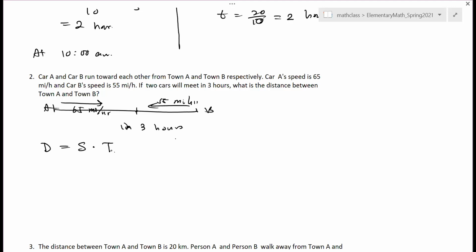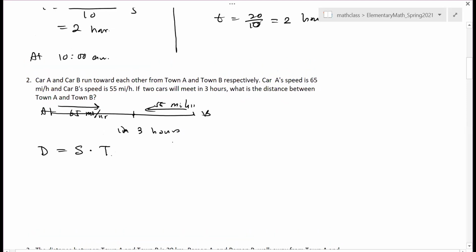Okay. So the total distance, the distance between A and B, is the sum of the distance between A and C, the place where they meet, and the distance between C and B. So we have the distance between A and B. First of all, it is 3 hours. Car A travels this distance, and car B travels this distance, then add them together.